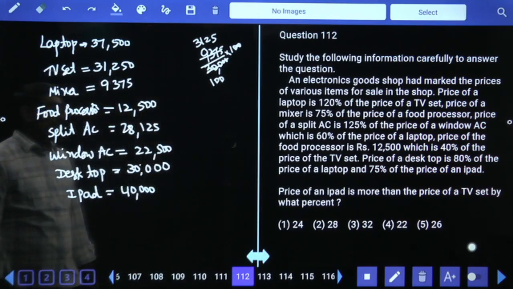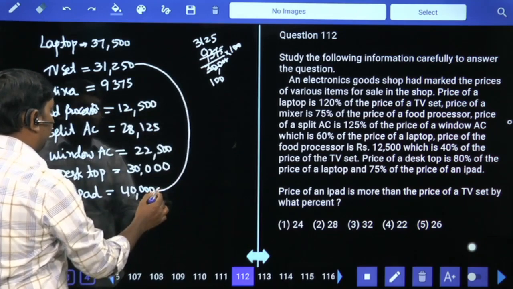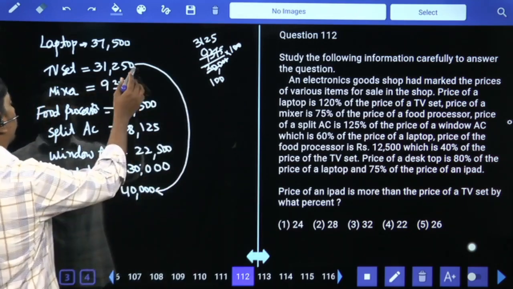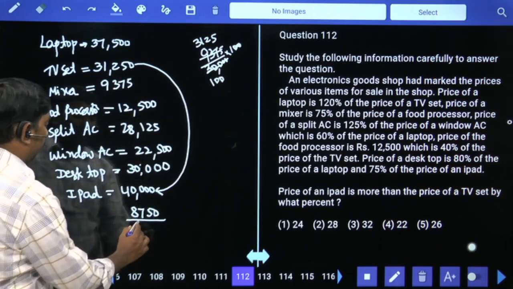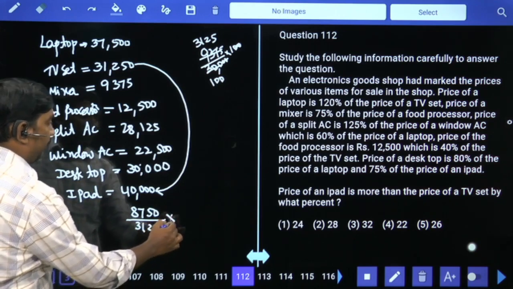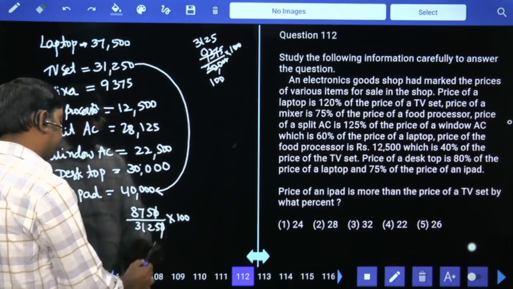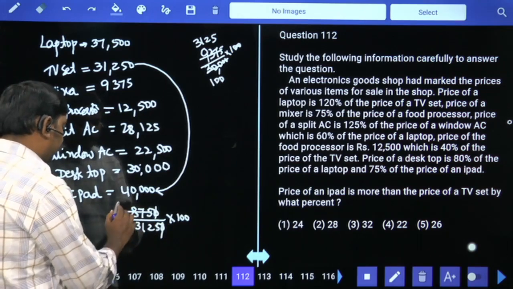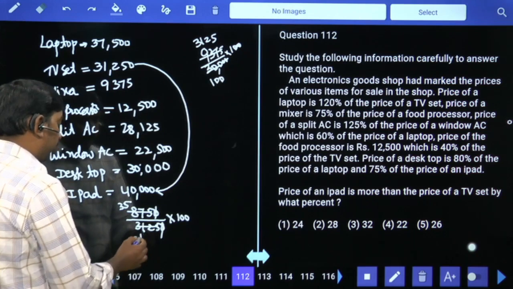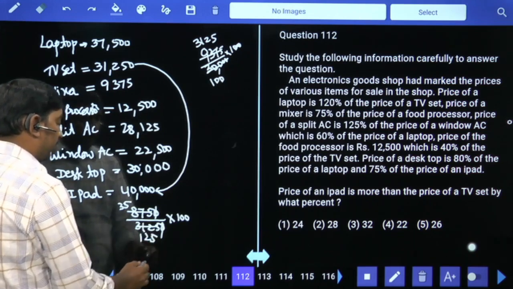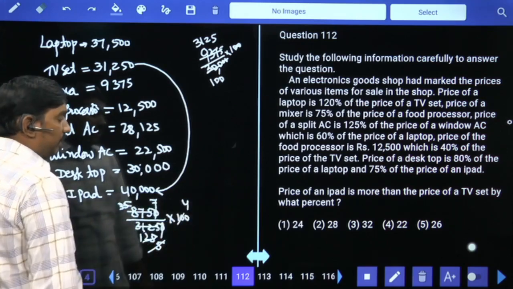The price of an iPad is more than the price of a TV set by what percent? Percent more is the difference over the lesser value. The difference is 8,750, over the lesser value 31,250, into 100. The zeros get cancelled. 25 3s are 75, 125 means 5 times, and so on, giving 28%.